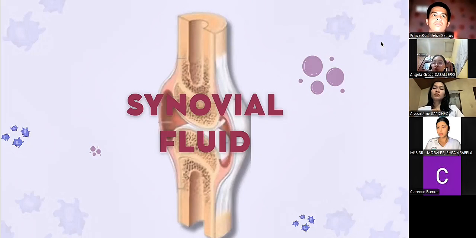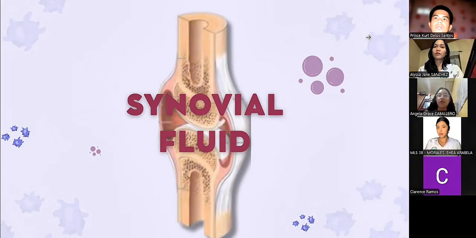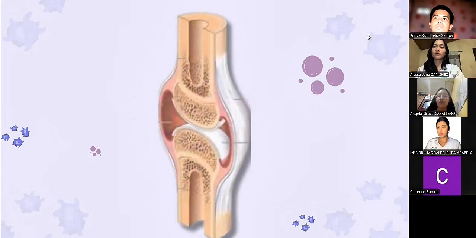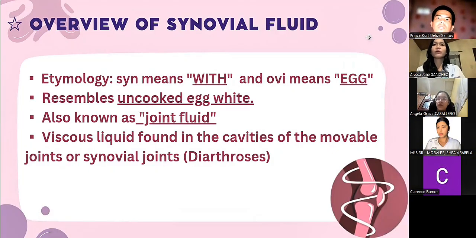First, let's start with an overview by Prince Kurt de los Santos. The synovial fluid, also known as joint fluid, is a viscous liquid found in the cavities of movable joints. The word synovial comes from syn, meaning with, and ov, meaning egg, because it resembles uncooked egg white.